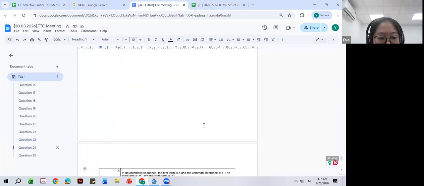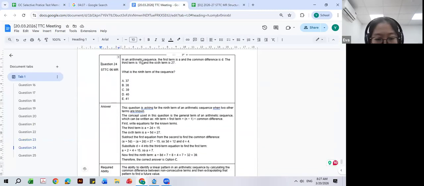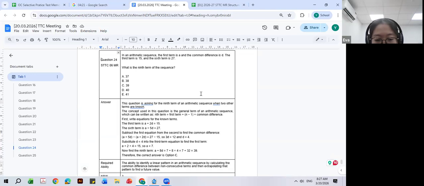I come to question 24. In an arithmetic sequence, the first term is a and the common difference is d. The third term is 15 and the sixth term is 27. What is the ninth term of the sequence?